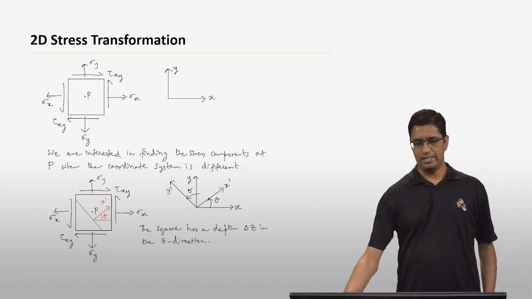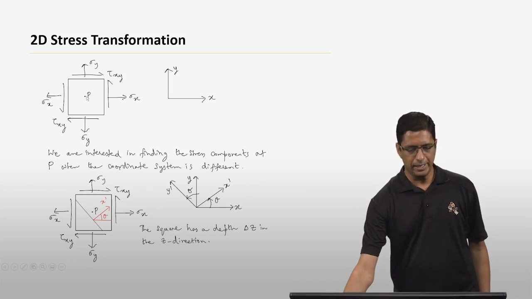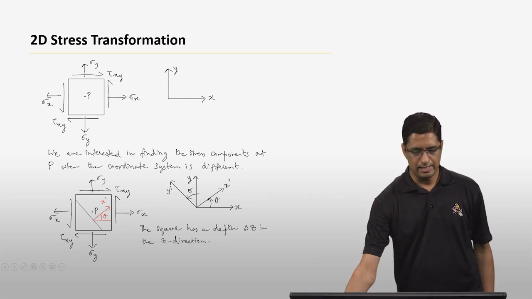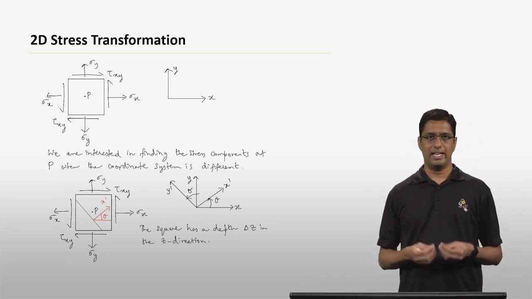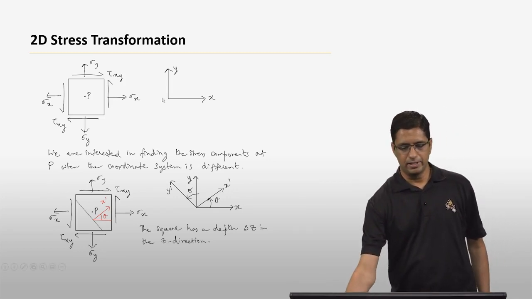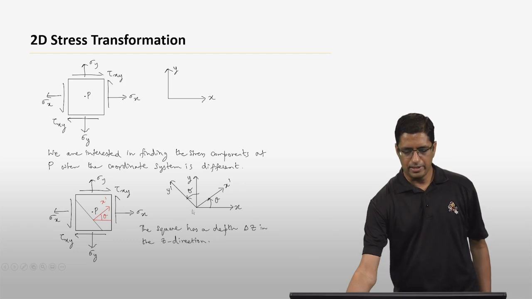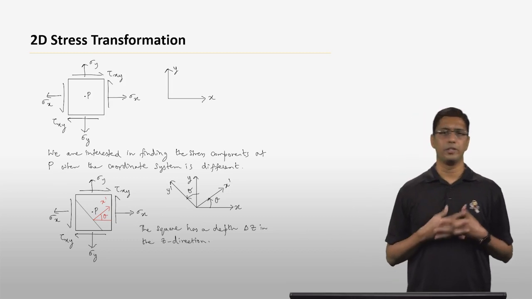Okay. So what are we interested in? We have a stress at a point here indicated by this square. The point is P, and based on this xy coordinate system, we have a sigma x, a sigma y, and a tau xy. What we are interested in is trying to find the stresses at the same point but in a different coordinate system. So we start with this xy coordinate system and we are trying to get the stresses at the exact same point in the x prime, y prime coordinate system. So that is what we are interested in. Okay? So how do we go about doing that?